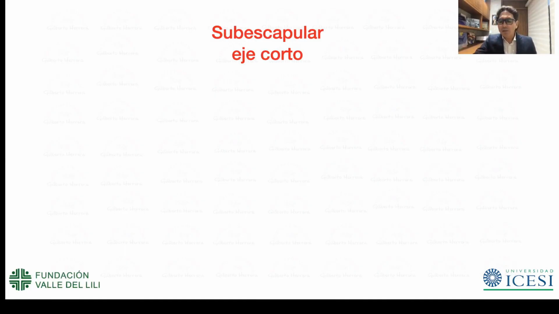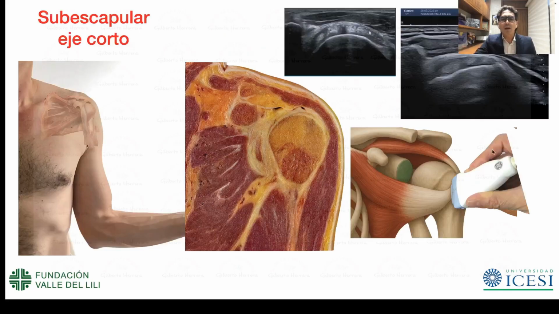Now let's look at it in the short axis. The short axis of the subscapularis would be with the probe in this position. So let's remember that we started with position 1, evaluating the biceps tendon in transverse, which is equivalent to the long axis of the subscapularis. And the long axis of the biceps is the short axis of the subscapularis. This is because of their arrangement, as shown here.